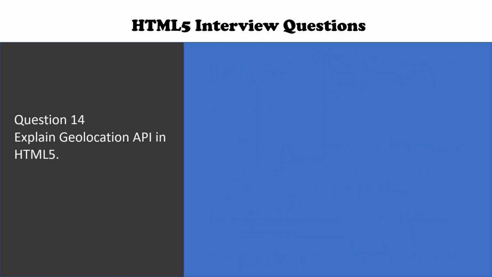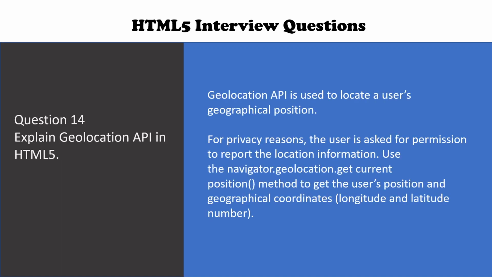Question number 14. Explain geolocation API in HTML5. This API is used to locate a user's geographical position. For privacy reasons, the user is asked for permission to report the location information. Use the navigator.geolocation.getCurrentPosition method to get the user's position and geographical coordinates. These coordinates are longitude and latitude numbers.